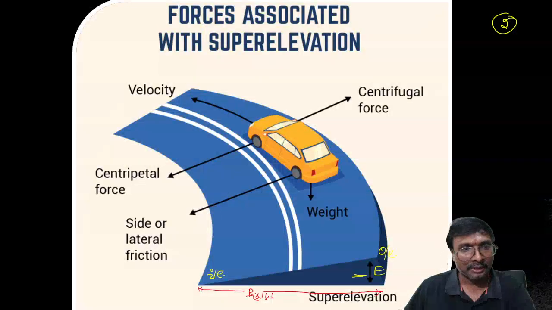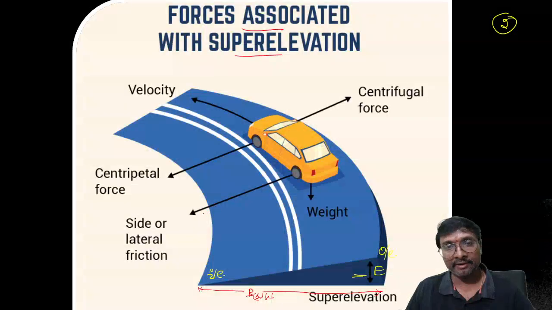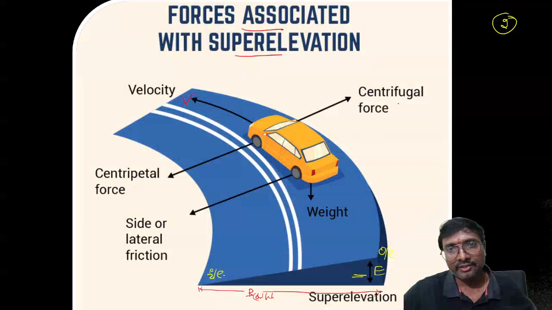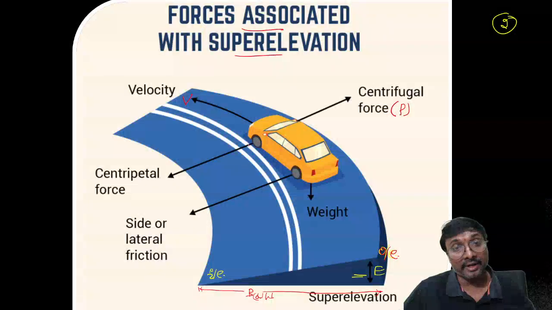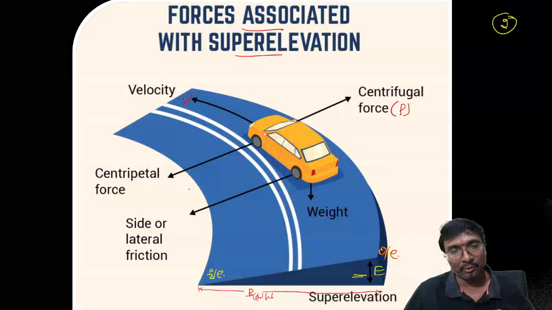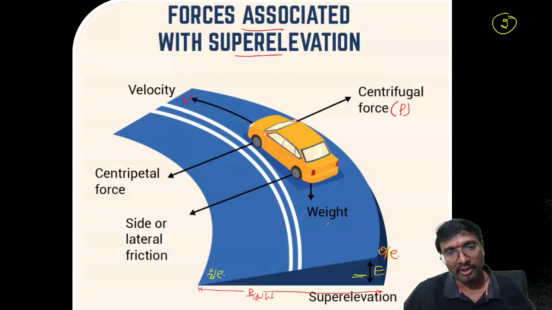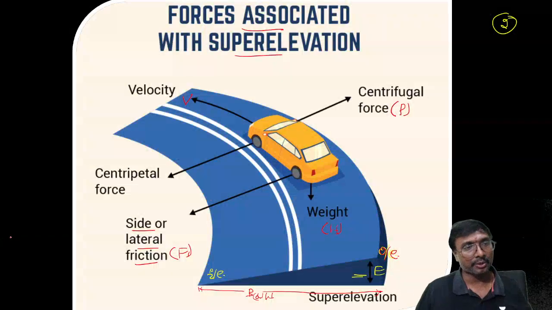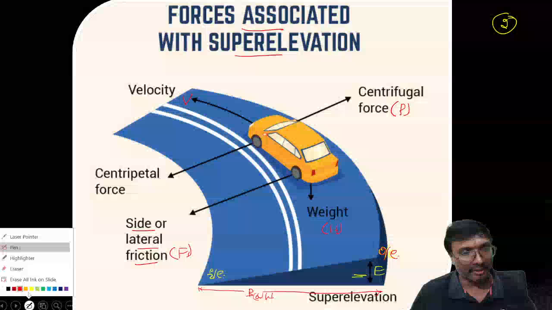Now here, what are the different forces we are having on a super elevated highway? If your vehicle is traveling on this with some velocity V, centrifugal force P will always be acting on this outer edge side. Centripetal force will be acting on the inner edge side, inwards. Weight will be acting downwards, obviously. Therefore the side or lateral or transverse friction is also acting in the inner edge direction.